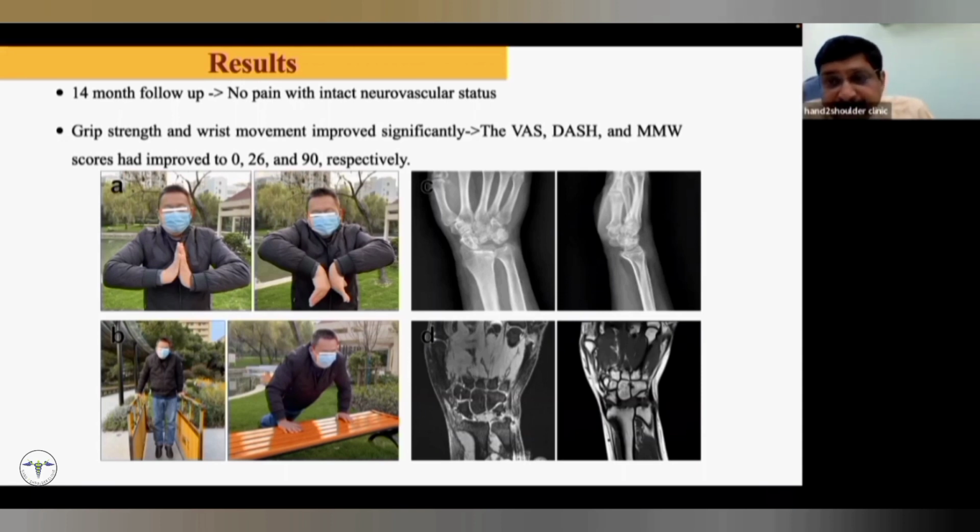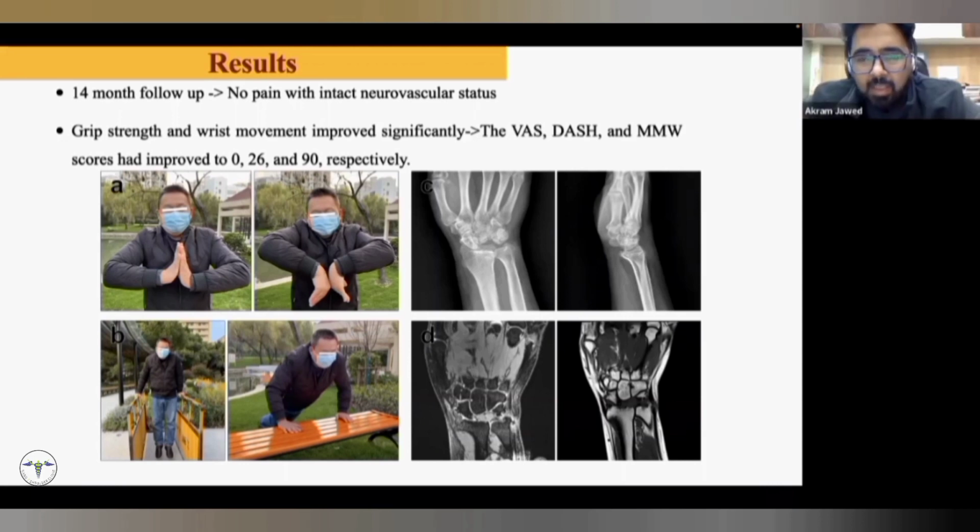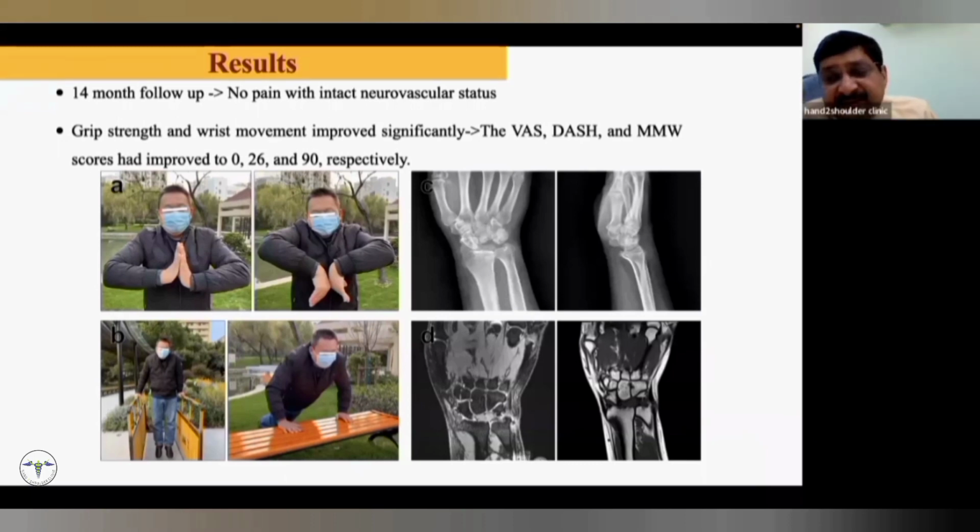So what they have done, on PA view, I still see a gap between the lunate and radial fossa, but I don't see the graft actually. This is a complete cartilaginous graft. There is no bone in it. That's why the signal intensity in MRI is also different.